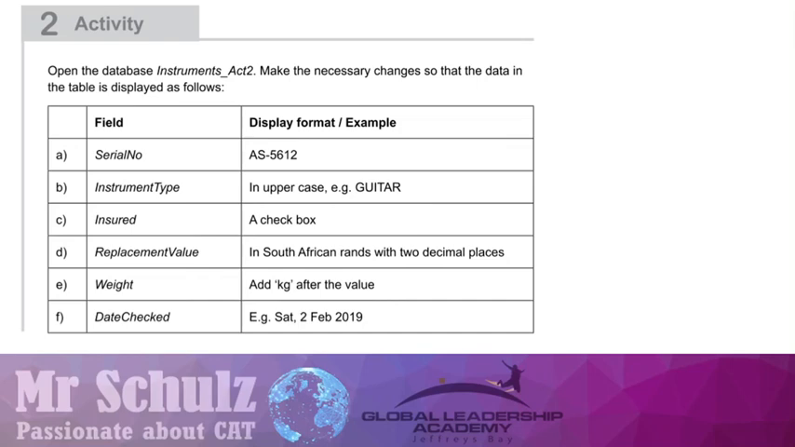We are asked to open the database Instruments Act 2. However, this database is incorrect. So I suggest that you open Instruments Act 3 and then rename it to Instrument Act 2. We are asked to make changes to display our fields in a different format, and the format is specified in the third column of our table. I'm going to take you through this activity one field at a time.